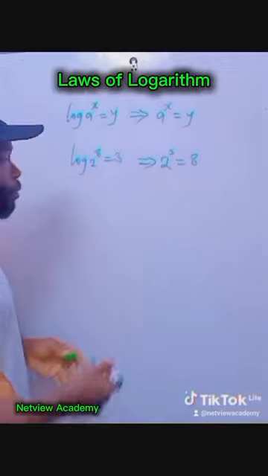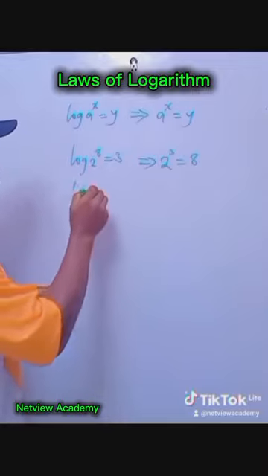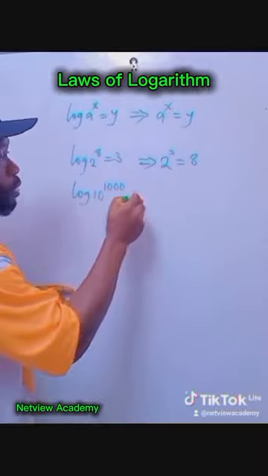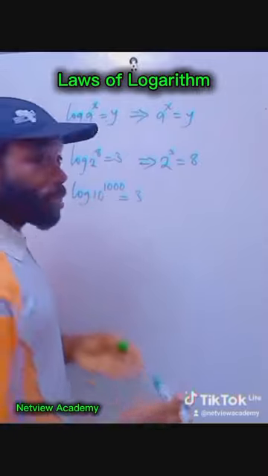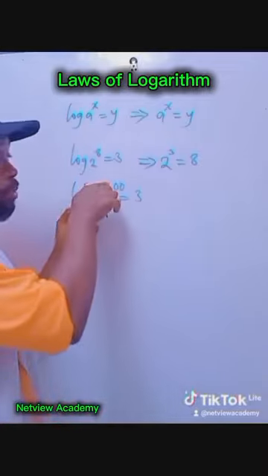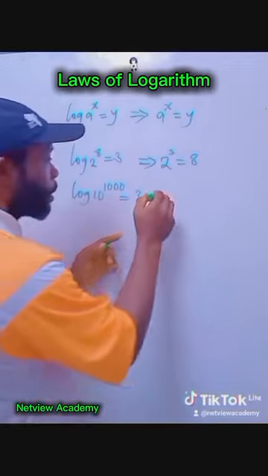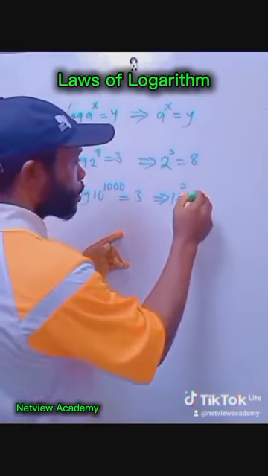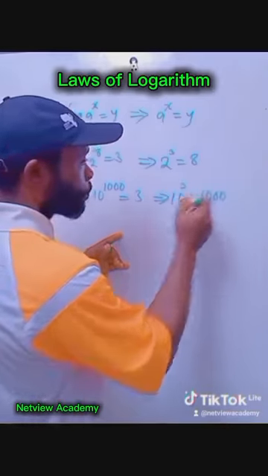Look at this other example. Log 10 raised to the power 1000 is equal to 3. This means that 3 is the power to which the base 10 must be raised to get the number 1000. And this is expressed as 10 raised to the power 3 is equal to 1000.